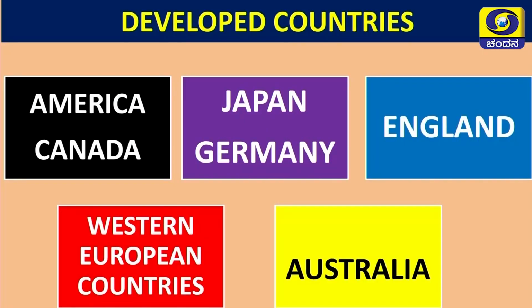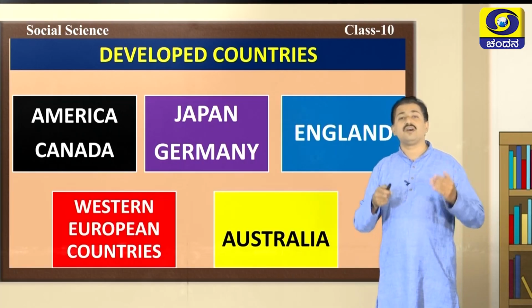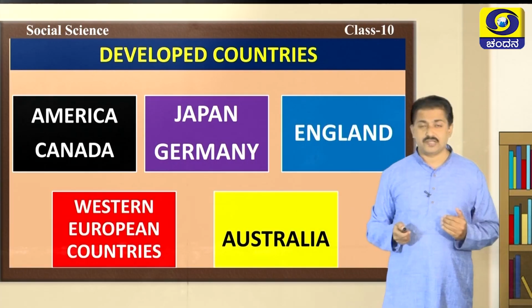The developed countries are America, Canada, Japan, Germany, England, Western European nations and Australia. These nations are economically developed.